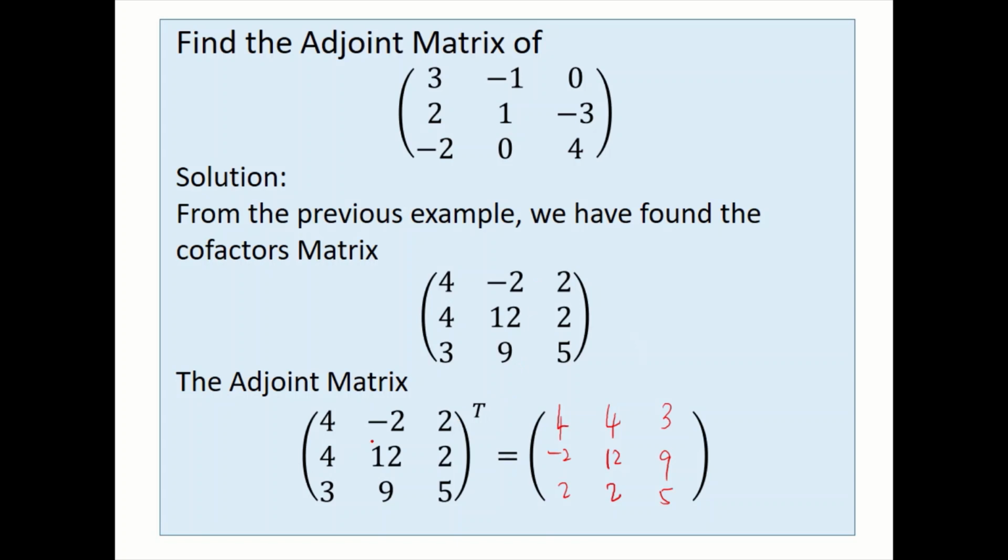Okay, now please note that even if you change the first column to the first row, it will still be the same matrix. So 4, 4, 3, you can see 4, 4, 3. If the second column is changed to the second row, it will be -2, 12, 9. And the third column changed to the third row, 2, 2, 5. So it doesn't matter whether you change the row to column or the column to row, it will be the same answer. Therefore, for transpose, you can interchange the row and the column.